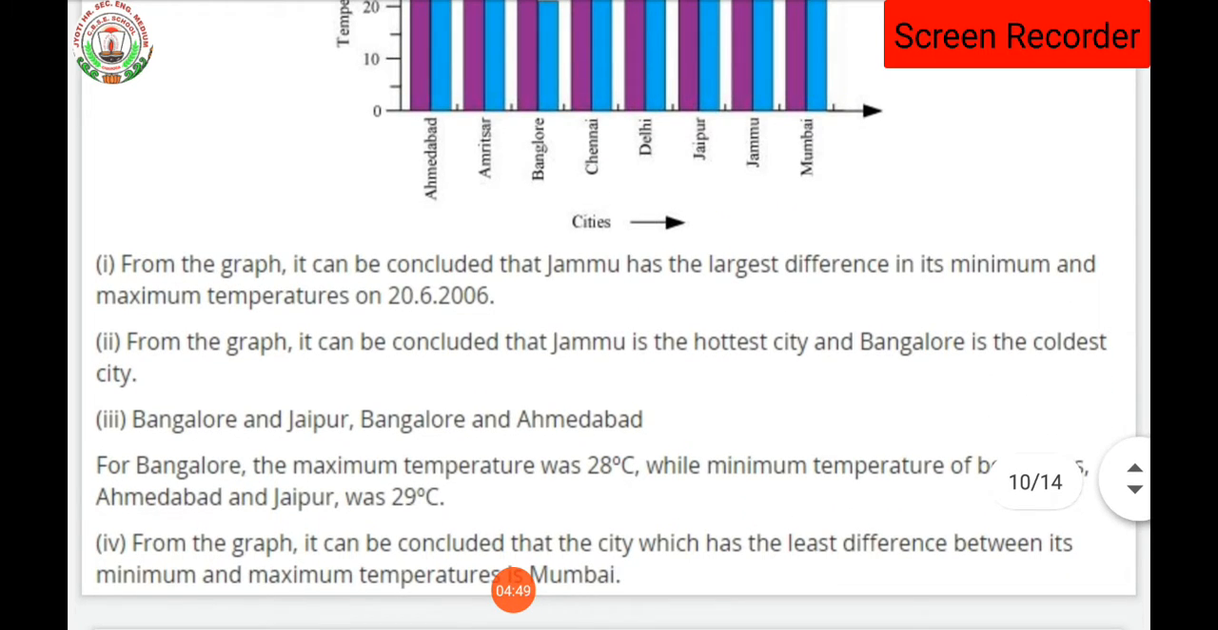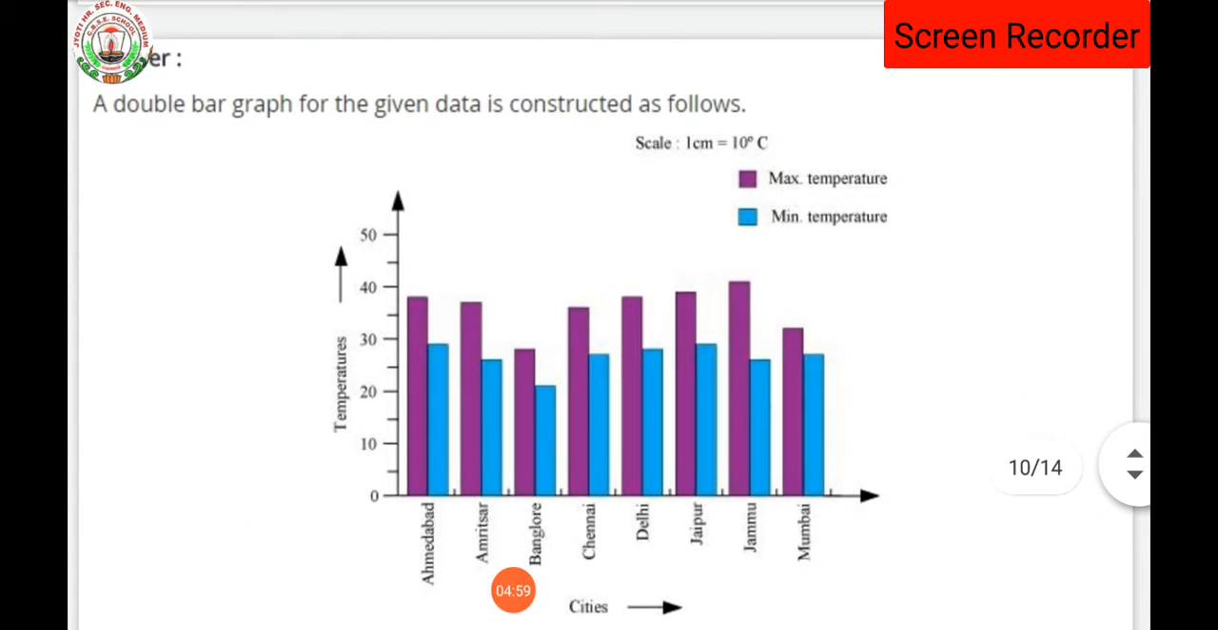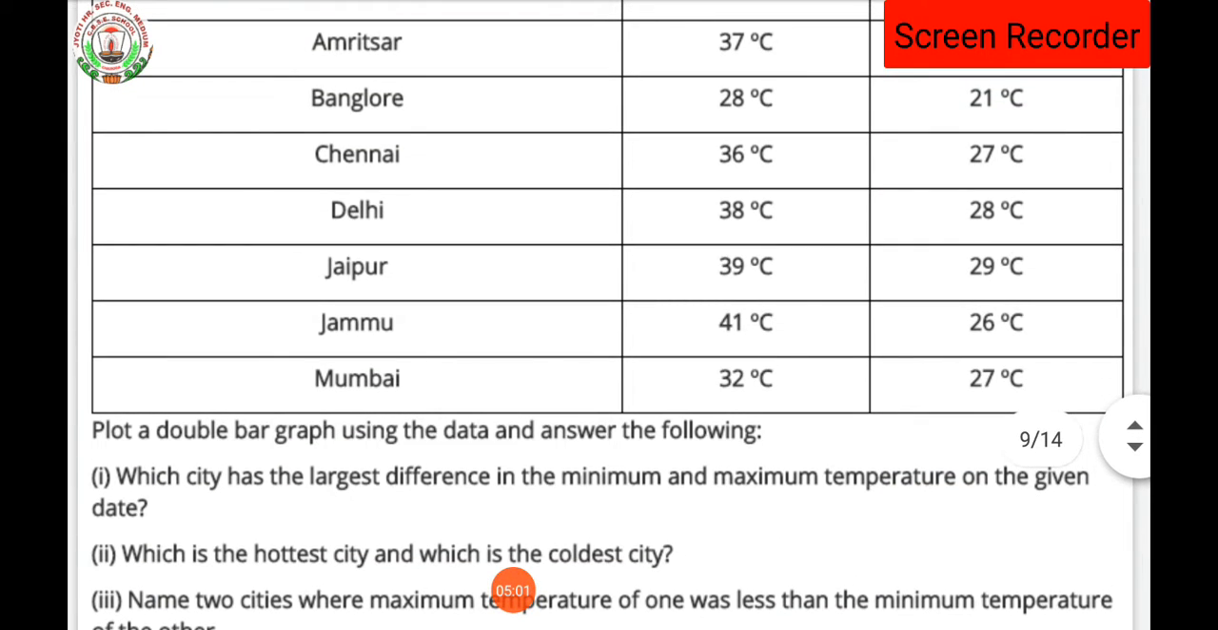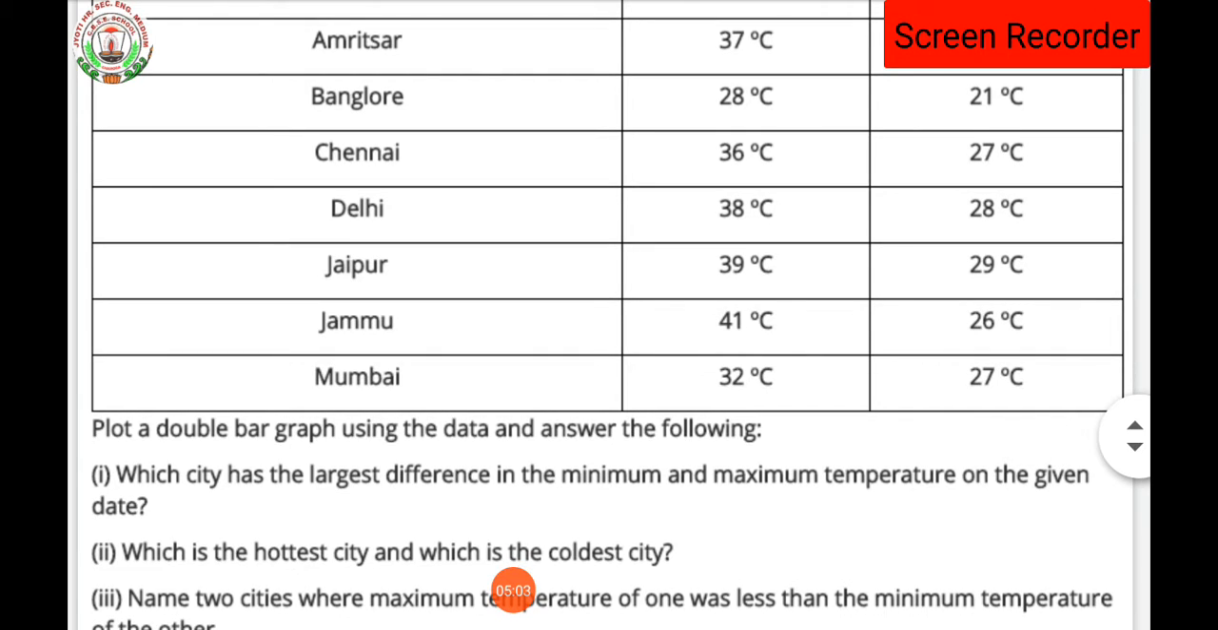From the graph it can be concluded that Jammu has the largest difference in its minimum and maximum temperature. So Jammu and Kashmir, let's see the temperature of Jammu and Kashmir. So here is the temperature of Jammu and Kashmir, that is 41 is the maximum, 26 is the minimum.